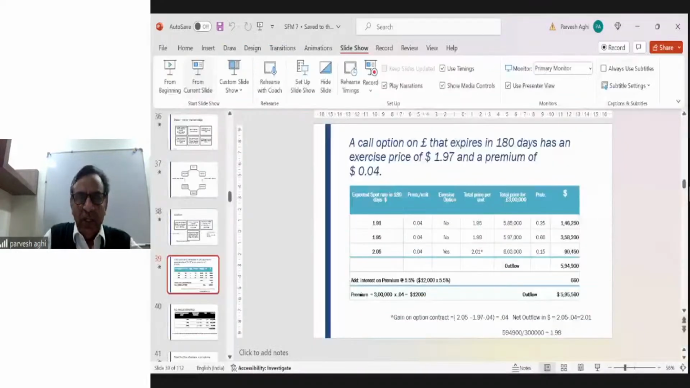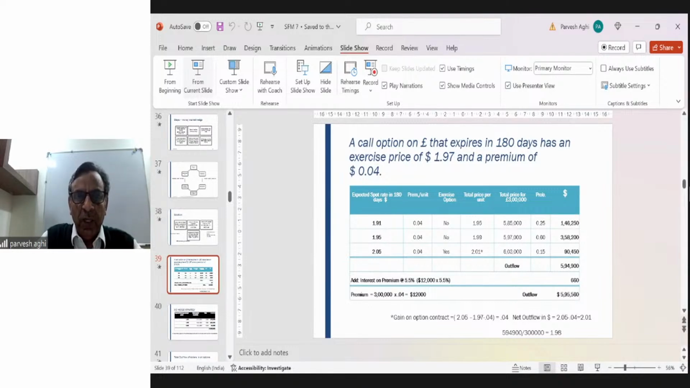If you look at the screen, this is the gain on the option contract. The price at which it is going to close is 2.05, the strike price is $1.97, and the premium is 0.04. Which means the total gain on the option contract will be 0.04.